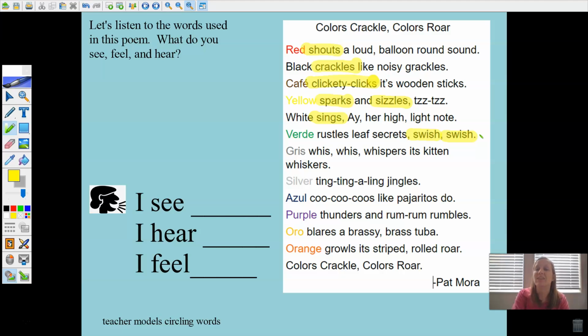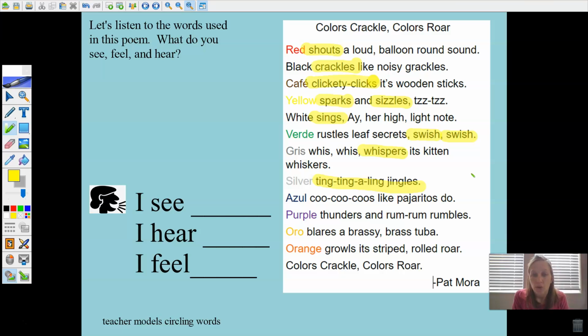Whispers. It's kitten whiskers. I'm going to highlight the word whispers. I think of a kitten's whiskers and I hear the word whispers and I think of just a soft sound. Makes me hear it. Silver, ting-tingling jingle. Now, if you think of the word silver and ting-tingling jingles, you can hear it. Kind of makes me think of a bell, right?